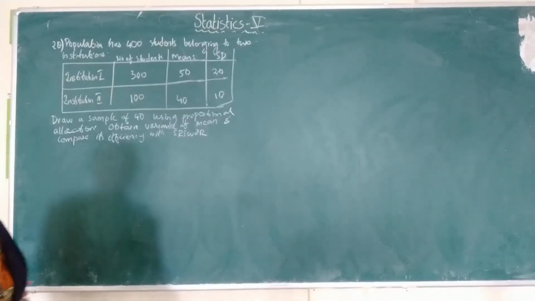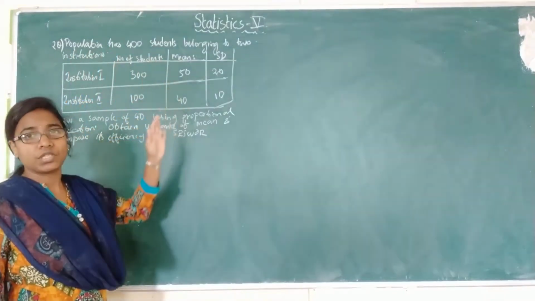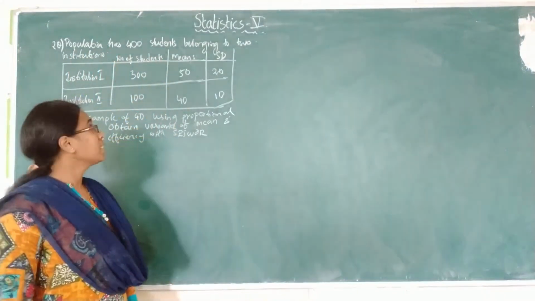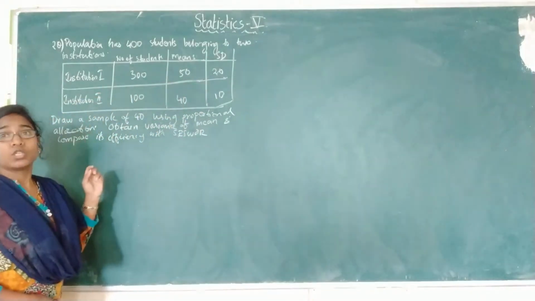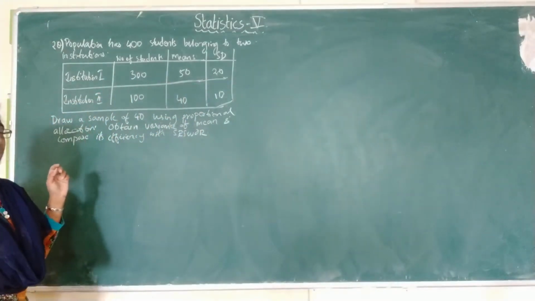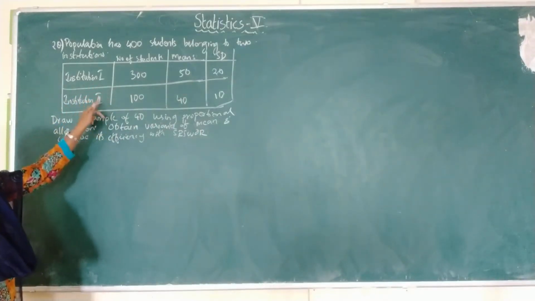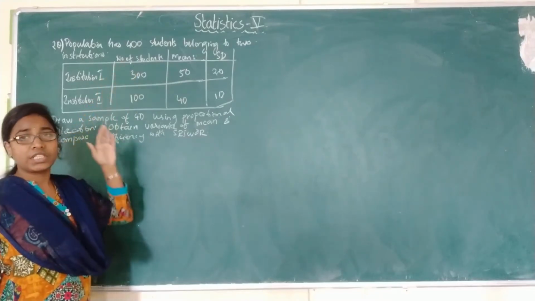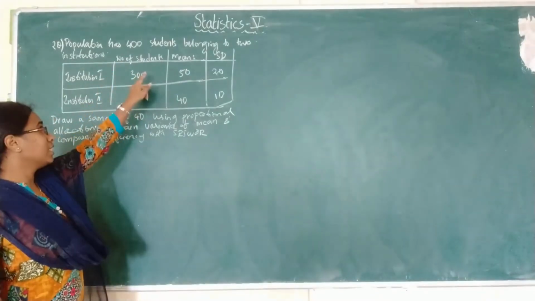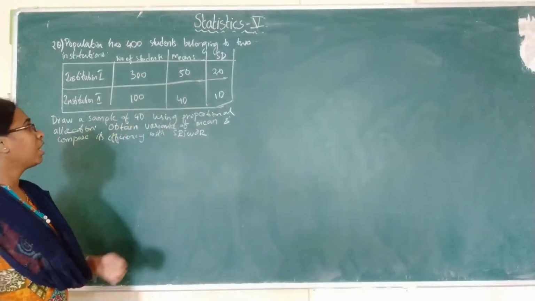Now the second question is, a population has 400 students. So the population size is 400, belonging to two institutions. So they have been divided according to the institutions. So institution 1 is the strata 1 and institution 2 is the strata 2. And the number of students in each institution is given. That is, N1 value is 300 and N2 value is 100.